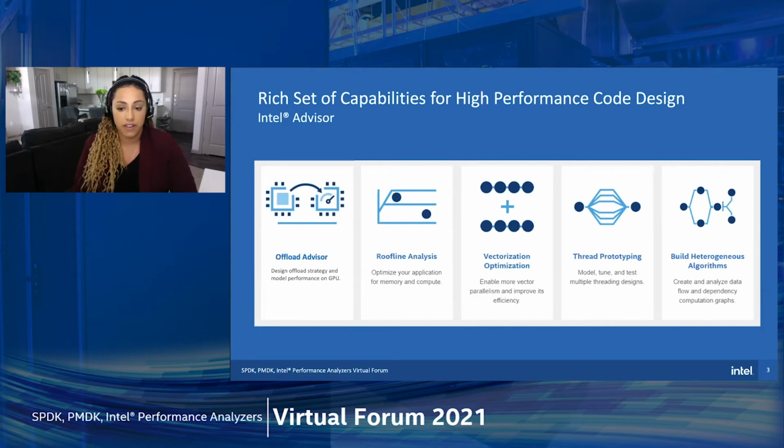So we have Offload Advisor, which is going to be a feature of Intel Advisor that will allow you to identify the portions of code that would be profitable to offload to a GPU and can even predict the code's performance if you were to run strictly on a GPU. And it will allow you to experiment with all kinds of different accelerator configuration parameters.